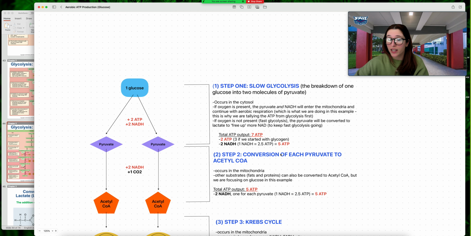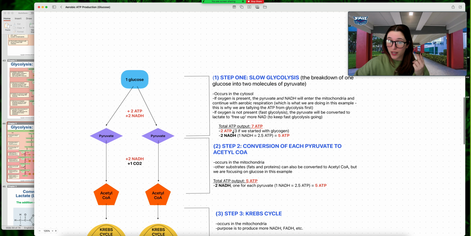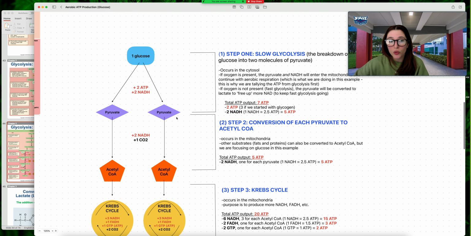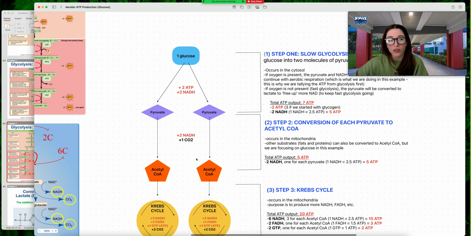So what is our ATP total? Well, 2 ATPs and 2 NADH, and every 1 NADH is equal to 2.5 ATPs. So 5 from NADH, 2 regular ATPs just produced along the way, 7 ATP totals from step 1. Step 2, each of those pyruvates is going to be converted to acetyl-CoA.